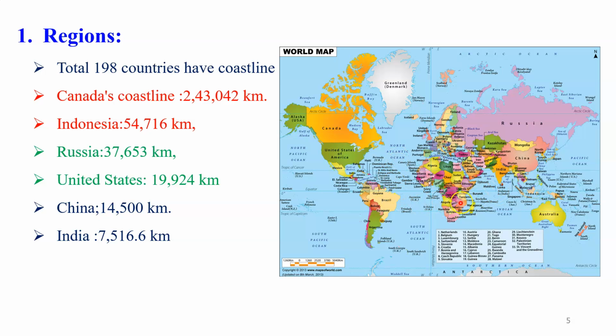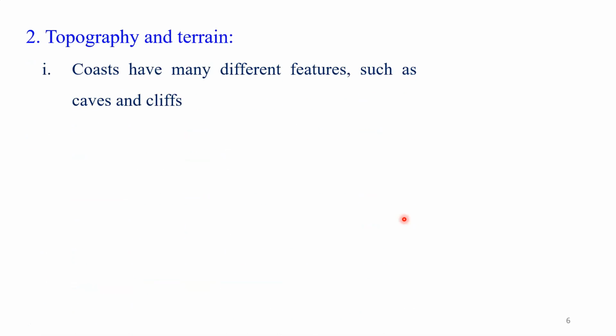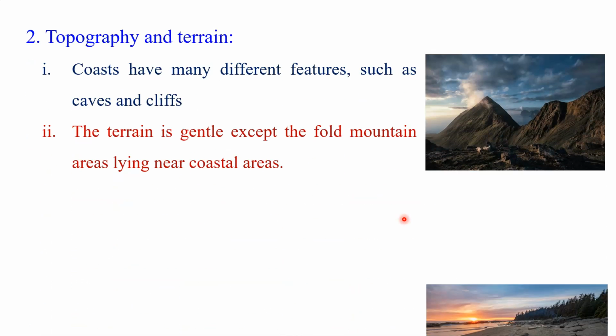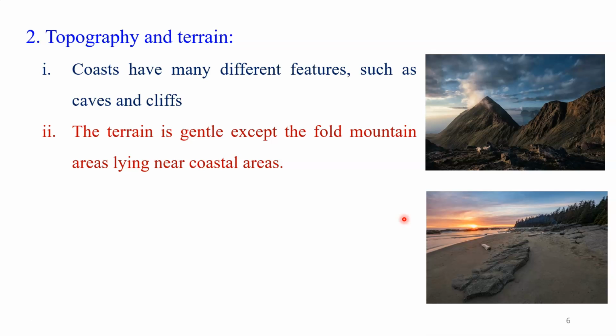So in number of countries, as I just mentioned, near about 198 countries of the world have a coastline, and this area we are going to discuss in detail. If we talk about the physiography or the terrain of the coastal area, you can see that the coastal area has different features, such as caves. I'm talking of the sea caves and the sea cliffs.